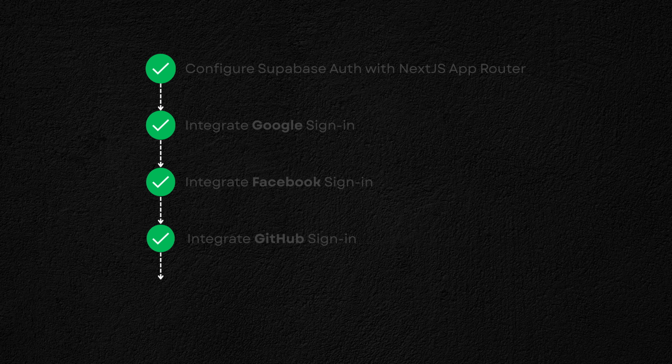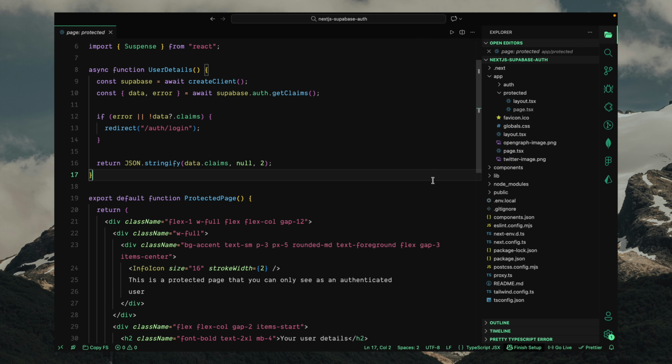Next, we will see how to handle and protect our routes in a better way, so only authenticated users can access certain pages in our app. Supabase provides an example of protected route in the template. This route demonstrates how you can restrict access so that only authenticated users can view the page.